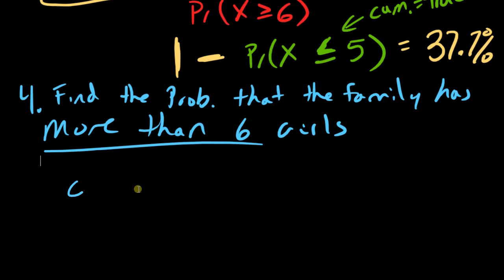Okay, so more than 6 girls. So again, I think it's super helpful to write this out. So the family could have 0 girls. They could have 1, 2, 3. Okay.